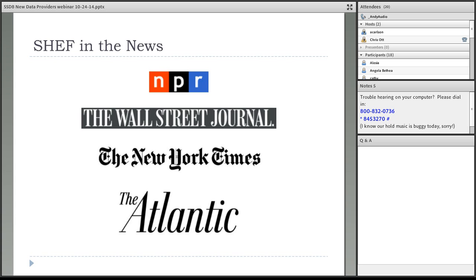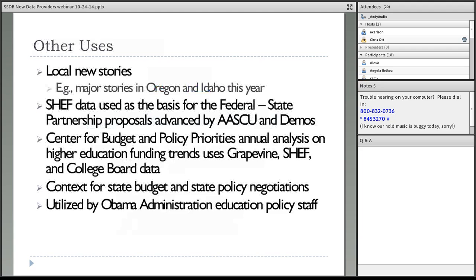NPR ran a story 2 years ago. The Wall Street Journal has published pretty large articles based on the SHEF data each of the last 2 years. The Atlantic ran a couple of intriguing pieces 2 years ago, making some pretty interesting arguments, and the SHEF data was the basis for that. And so those are other uses, why we think this is important and what we've seen in the last couple of years.